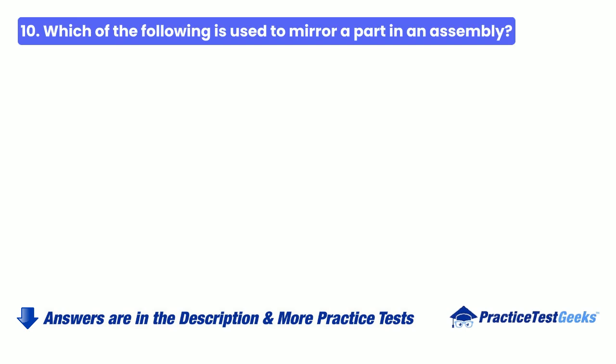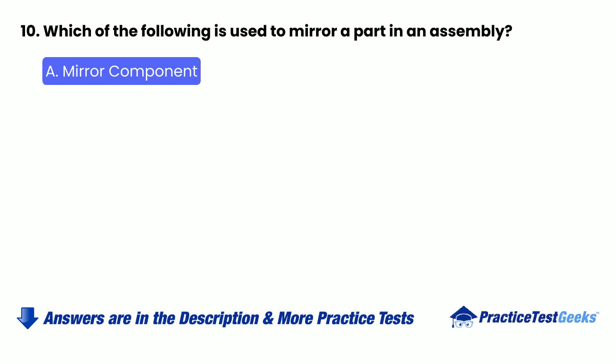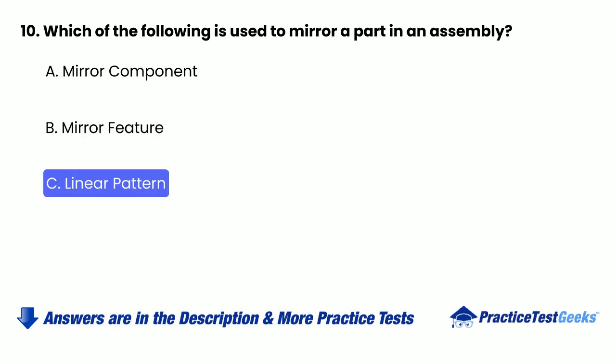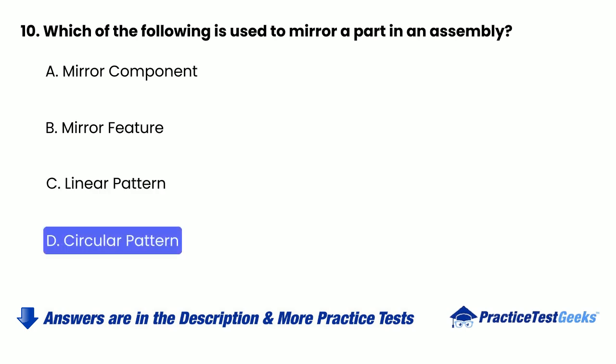10. Which of the following is used to mirror a part in an assembly? A. Mirror component B. Mirror feature C. Linear pattern. D. Circular pattern.